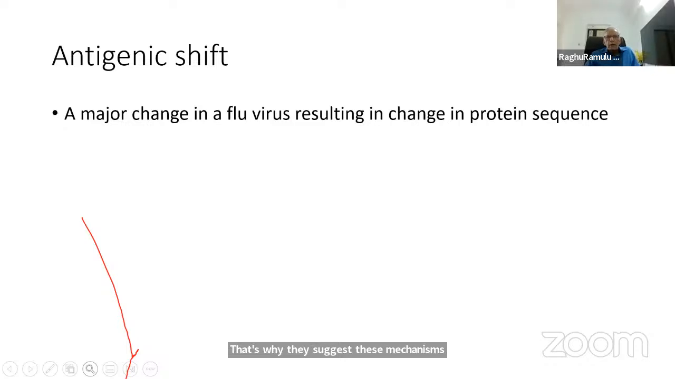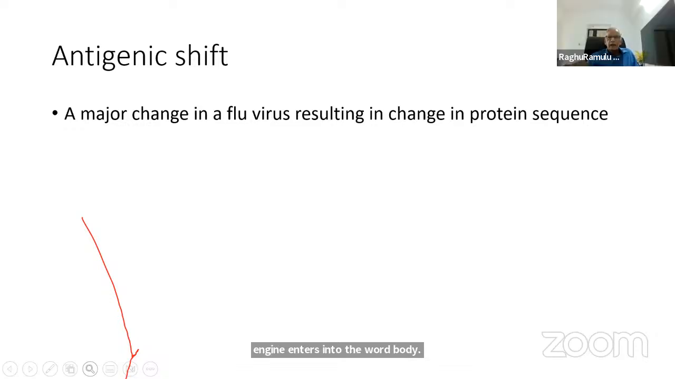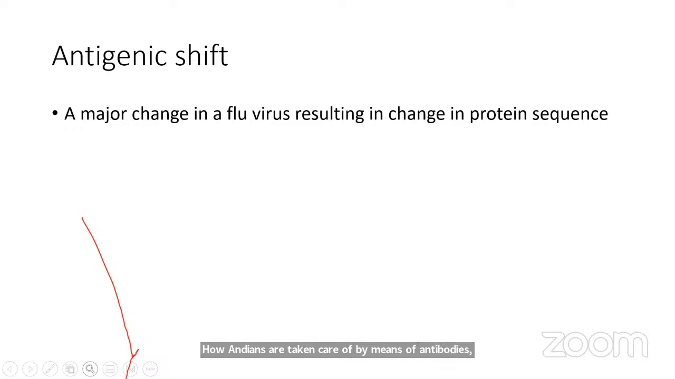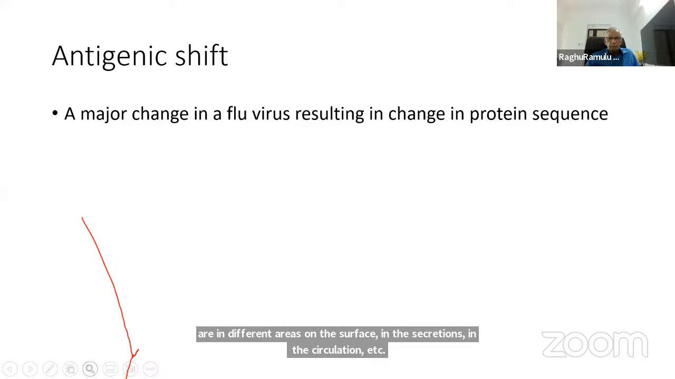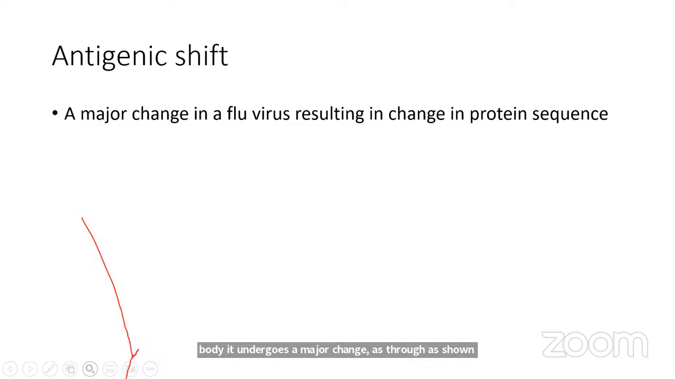Next one is, what is an antigenic shift? Hitherto we have been talking about what an antigen is, how antigen enters into our body, how antigens are taken care of by means of antibodies in different areas, on the surface, in the secretions, in the circulation, and how these antigen-antibody reactions occur. But sometimes there is a shift in the antigenic surface area. Usually an organism, after entering into our body, undergoes a major change, as shown on the slide. A major change in a flu virus resulting in a change in protein sequence results in antigenic shift.